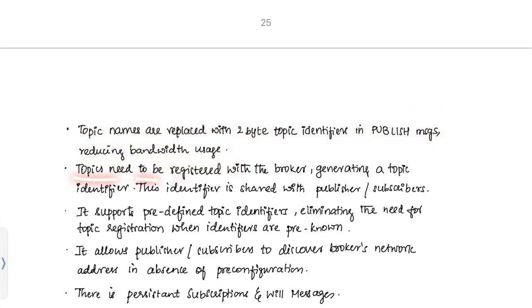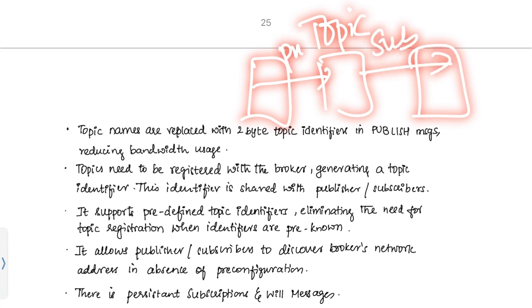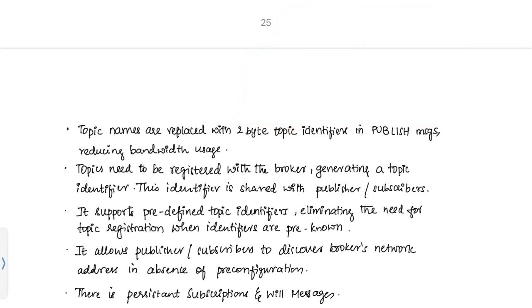Then topics need to be registered with the broker, generating a topic identifier. So here we speak about the topic registration mechanism, where the identifier is shared with the publisher and subscriber after being registered. Only when a topic is registered can it be further subscribed to and published. It works on the pub-sub model, we know that. It also supports predefined topic identifiers. There are predefined topics or identifiers which eliminate the need for topic registration when identifiers are pre-known, when they are usually used or already existent. In that condition, we can make use of these predefined topic identifiers.